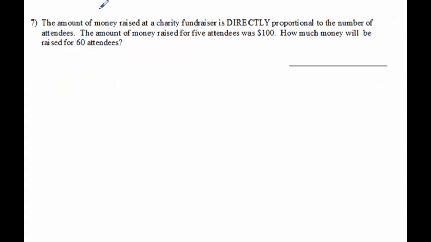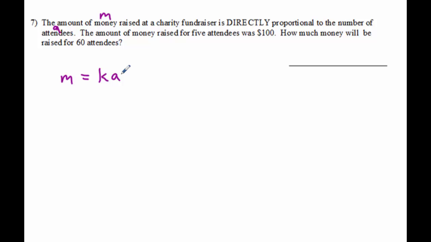Okay, so we're going to pick some letters here. Like we've got amount of money. I'm going to pick M for money. At a charity fundraiser is directly proportional to the number of attendees. So the other thing that's important here is the number of attendees. So I'm going to make that be A. So if it's directly proportional, directly means that it's not a fraction. So M equals KA, because there's always a K.